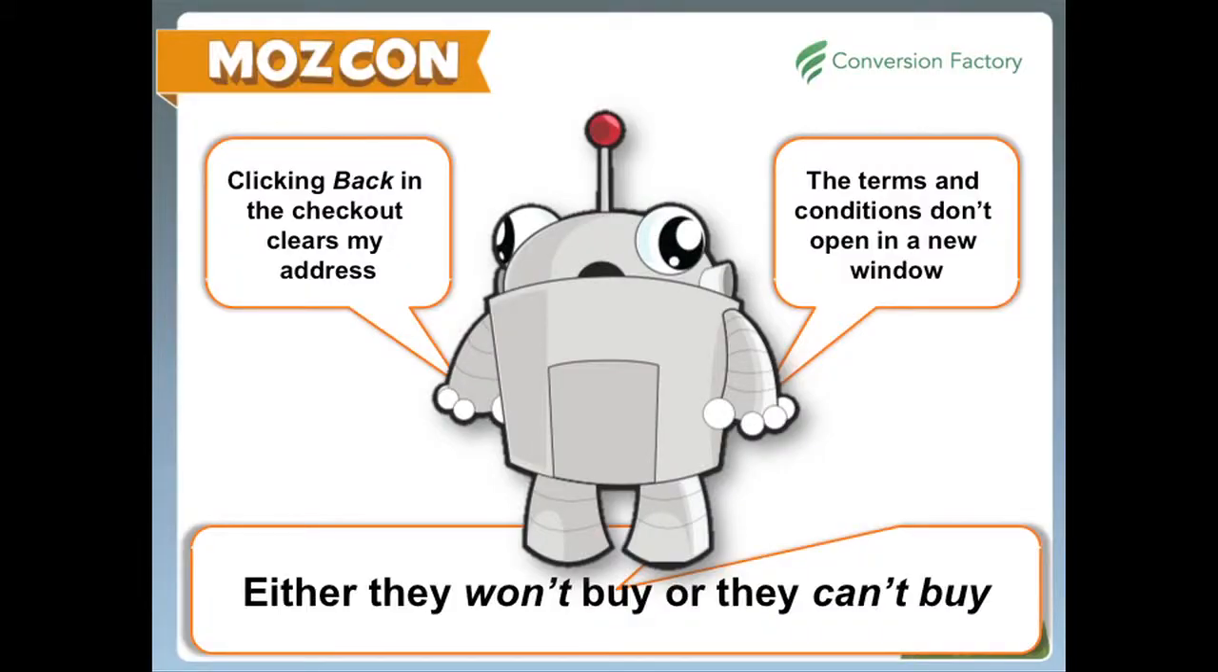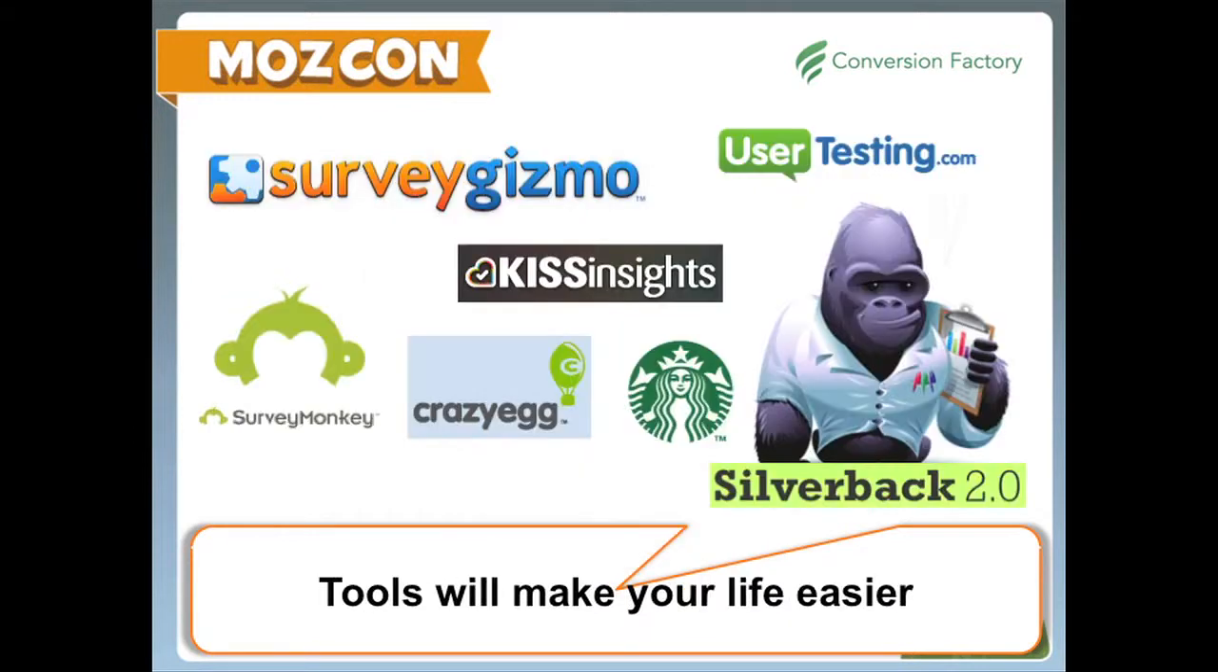Alongside persuasion problems, you've also got usability problems. So they can't buy, they can't complete the checkout, they're having problems with navigating the website. These are slightly more general, but they're just as important as problems with persuasion. So as I said, tools will make your life easier. There are plenty of tools that will help you understand your visitors, understand why they're not persuaded to convert or why they can't convert, where the bugs are on your site, and what's stopping them converting.